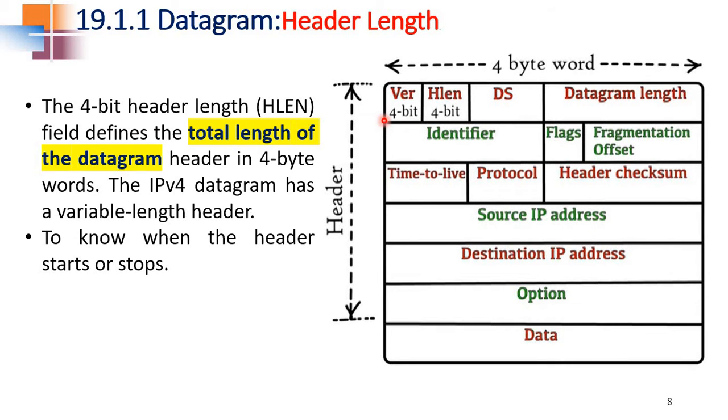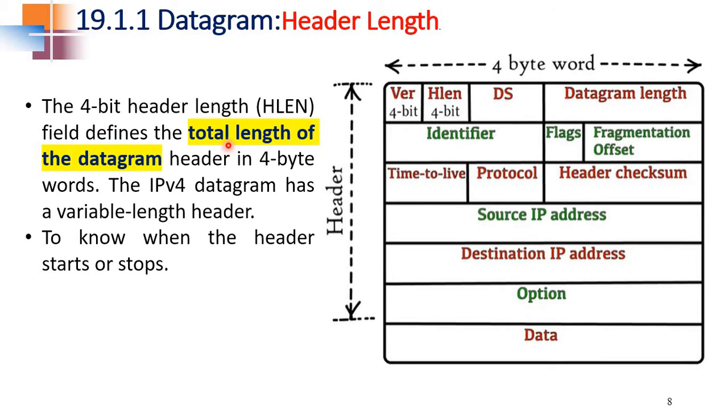Now we are going to talk about the header length. Second is your header length, in short given as HLEN. This is also of the size of 4 bits. What is this header going to do? This 4-bit header length mainly defines the total length of the datagram header. A datagram is the total packet, the complete information about the packet.